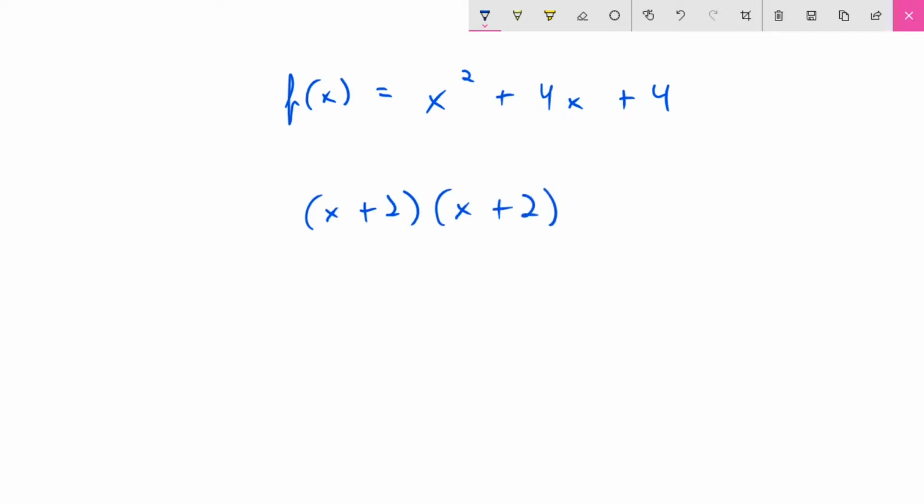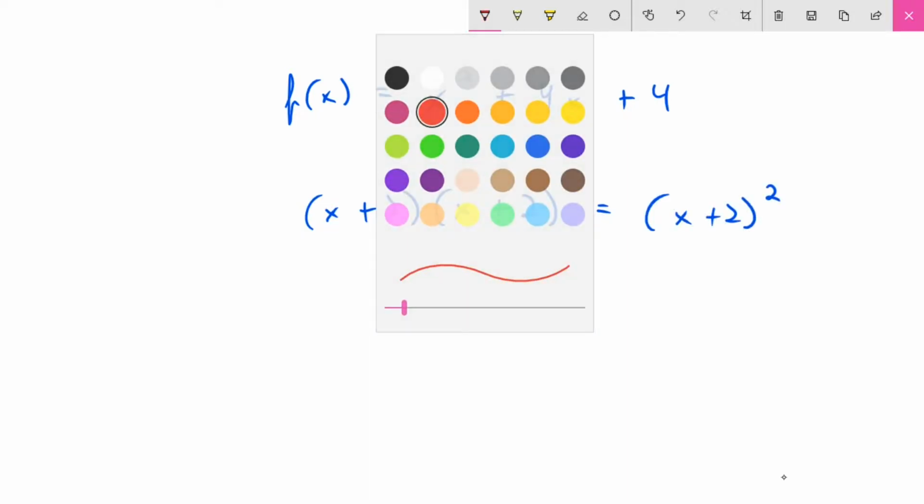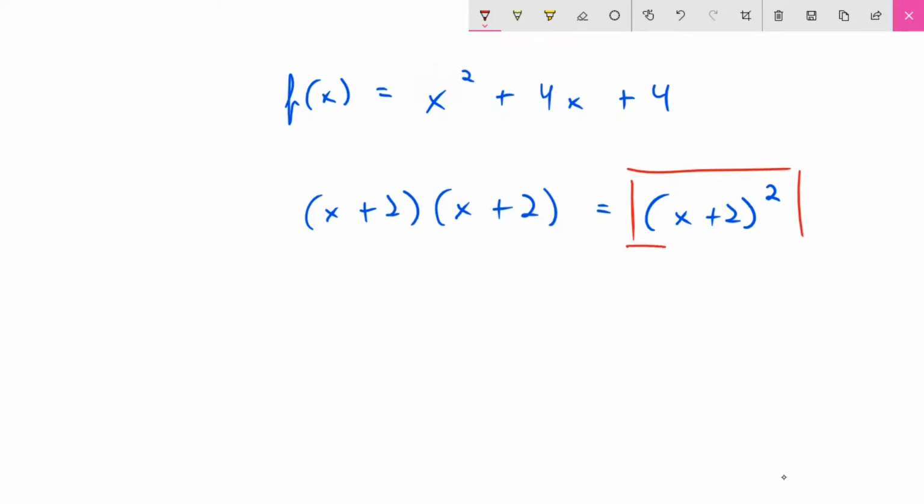Now, when I look at this, I see two sets of parentheses, and I would actually work this out twice, which is a waste of half my effort. We're trying to work smart, not hard. You feel me? So instead of writing it like this, we can simplify this and write it as (x + 2)². This looks a lot simpler, and that's why this is the simplest form right here.